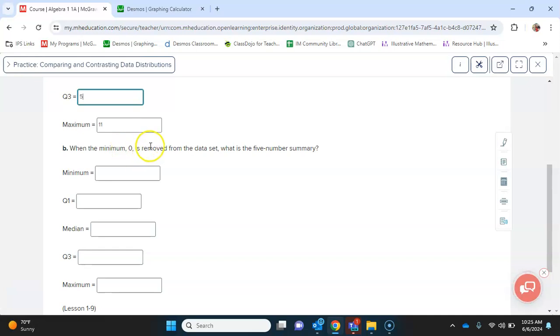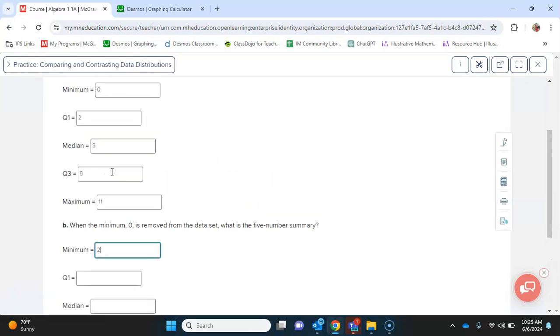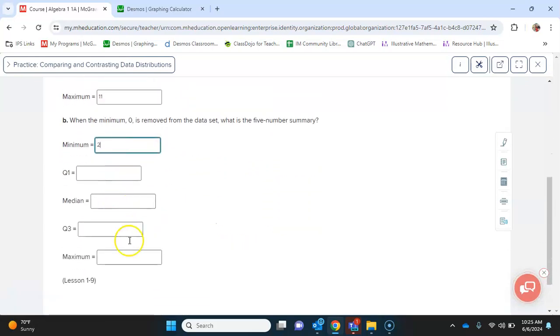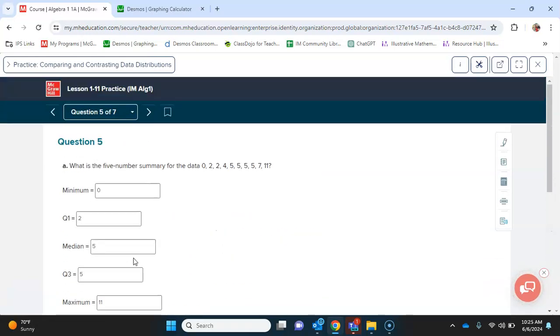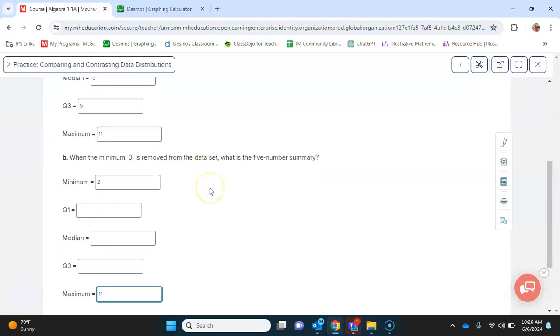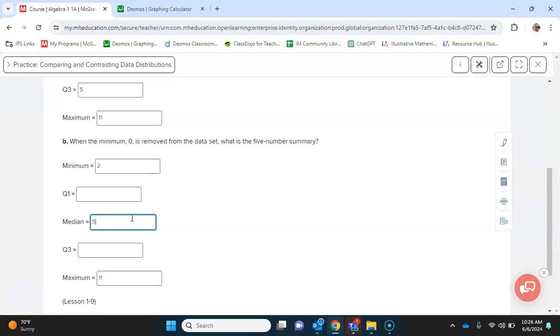When the minimum 0 is removed from the dataset, what is the 5-number summary? So, the minimum would be 2 if 0 is removed, and the maximum would stay the same. Now, since there are 9 numbers, the 5th number is the median. So, 1, 2, 3, 4, 5. So, 5 is staying the same.